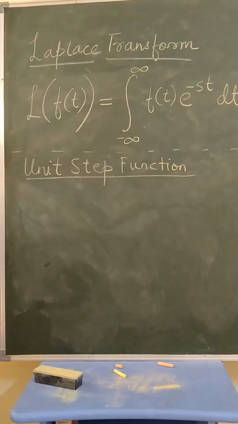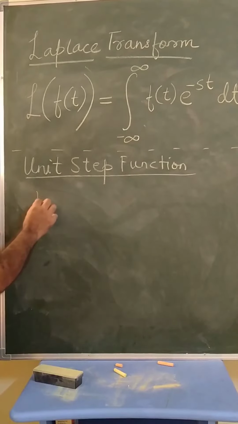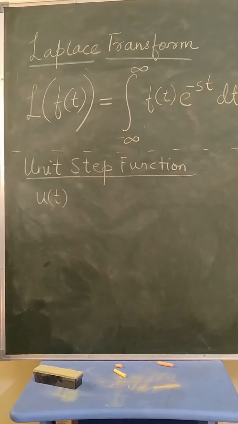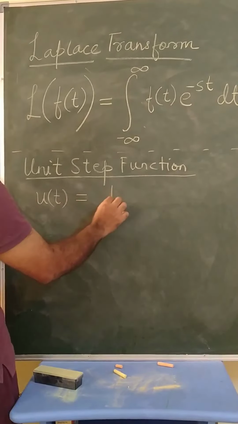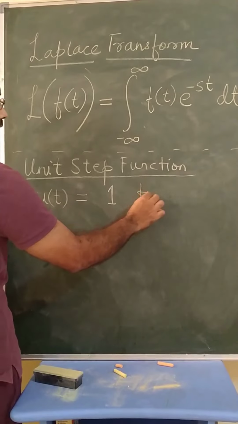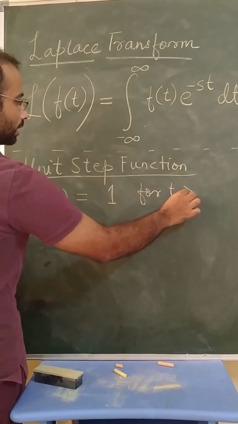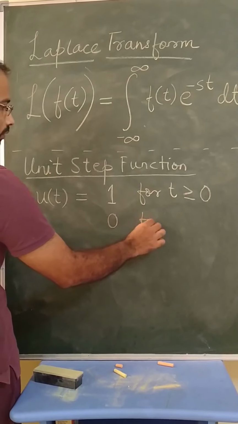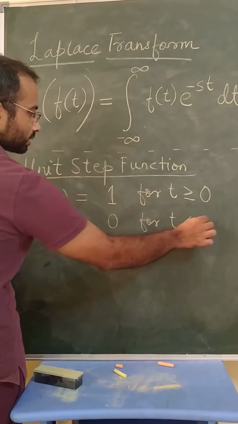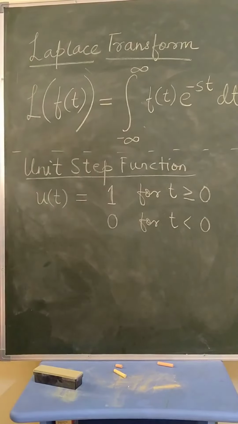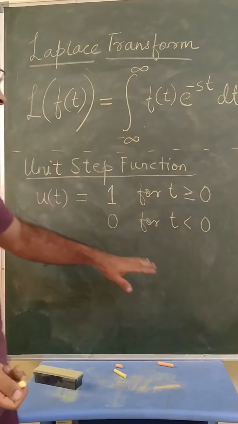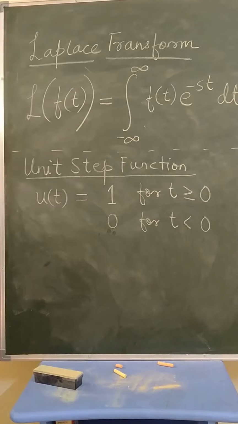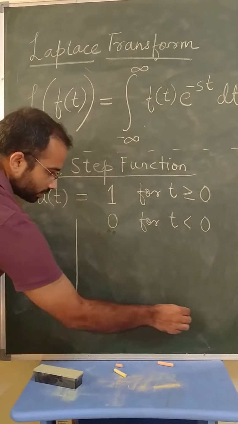So how to define the unit step function? We would be using the notation u(t) for it. So u(t) is equal to 1 for t greater than or equal to 0, and it is equal to 0 for all t less than 0. Basically, for every negative value of time it is 0, and for every positive value, it is 1. So, graphically, if you want to see, simply this.